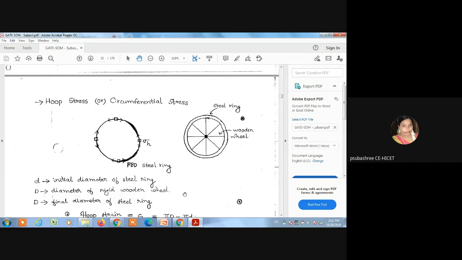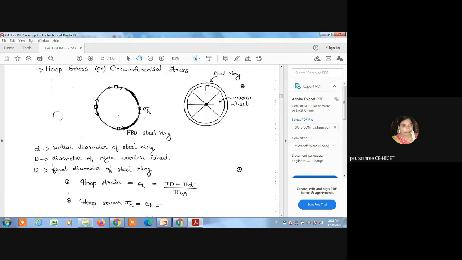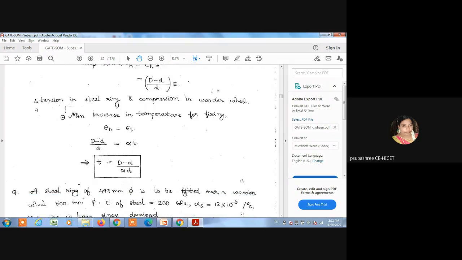Next is very important: hoop stress or circumferential stress. Then the hoop strain formula.